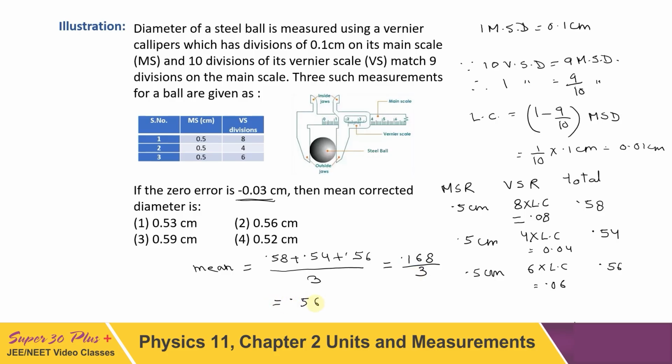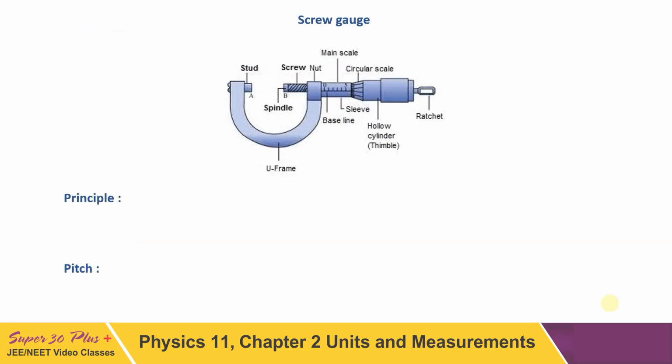Now we have to do the correction, and it is negative error here, so that is to be added. So corrected value will be this plus 0.03, which comes out to be 0.59. This is the answer. So corrected mean diameter is 0.59 centimeter. Which option is correct? Third option. We'll do some more examples in our next lecture.